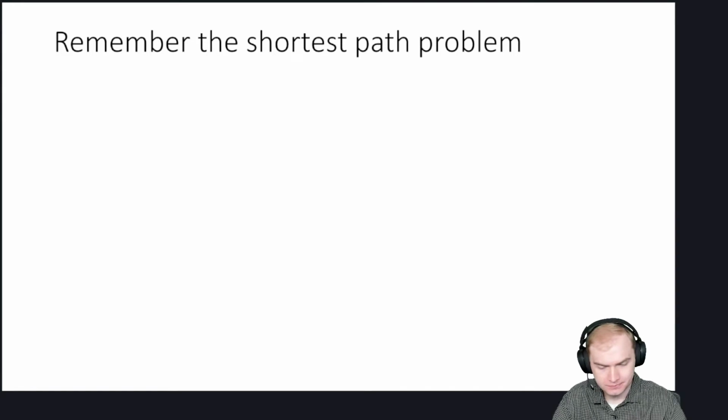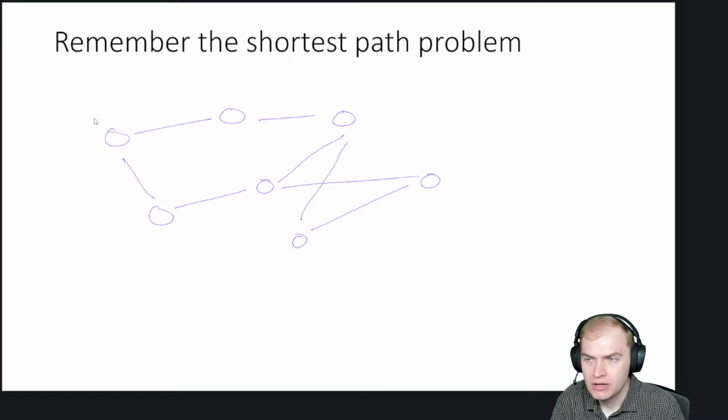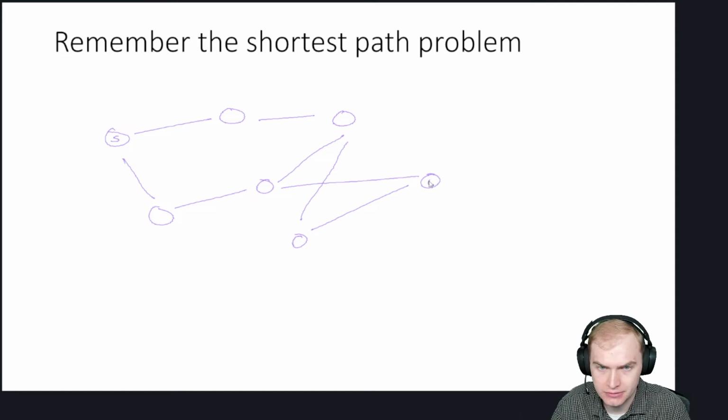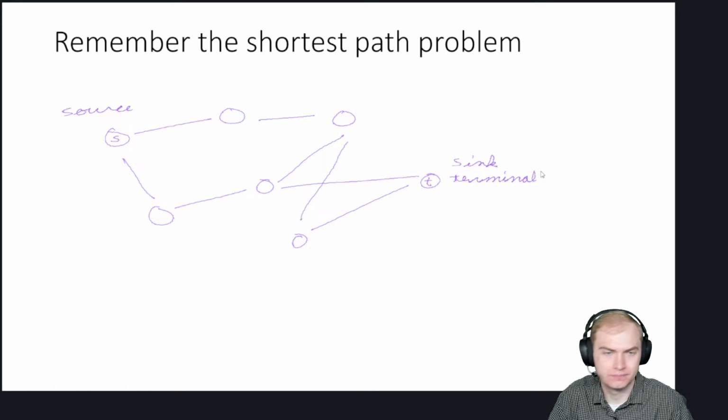So remember the shortest path problem. Suppose we have a graph. And we want to find the shortest path from the S node to the T node. S is usually called the source. T is called the sink or the terminal. Sink is more common. I tend to like terminal because it's T.